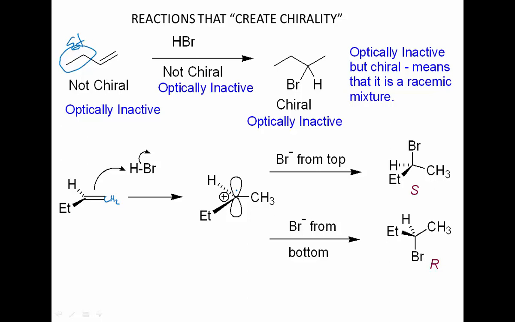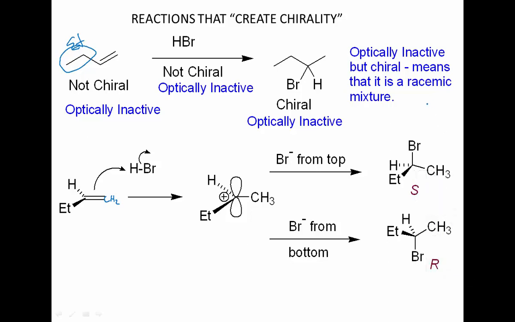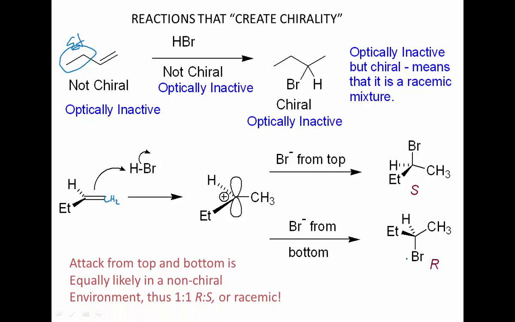Our chirality comes from whether bromine decides to attack from the top face, like here, and produce the S enantiomer, or does it attack from the bottom face, down here, to produce the R enantiomer? Well, in a totally achiral environment, there's a 50-50 chance of this happening. There's nothing differentiating one face of this molecule from the other. Thus, it's doomed to produce the 1-to-1 R to S mixture, or the racemic mixture.